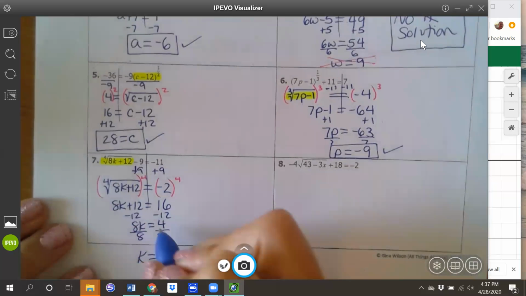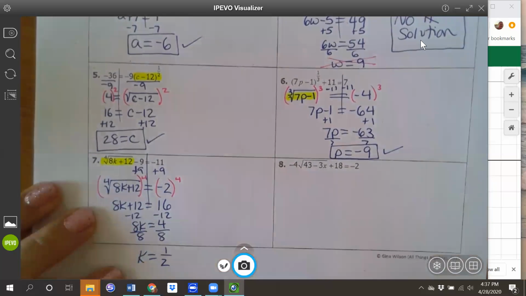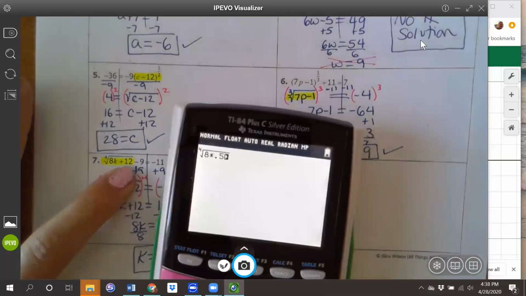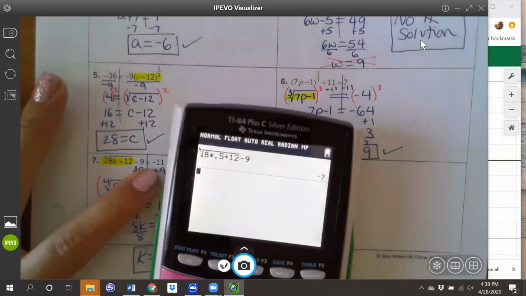So we get 4/8, which simplifies to 1/2. Now remember, in your calculator or on Desmos, you can use 0.5 because that's easier to punch in. All right, let me check it. So math number 5, I need the 4th root of 8 times 0.5, half, right? Plus 12, arrow out, minus 9, and that has to equal negative 11.